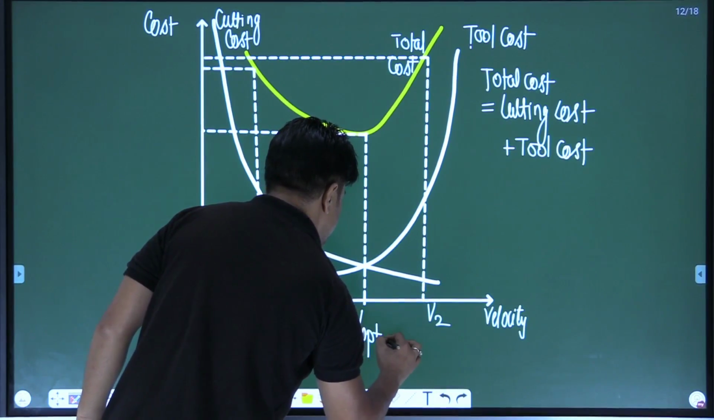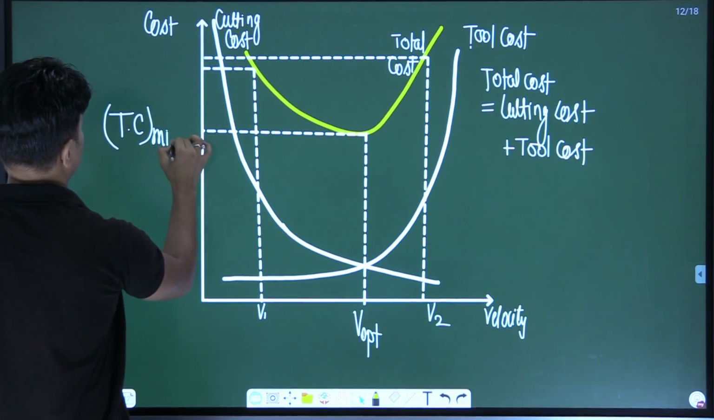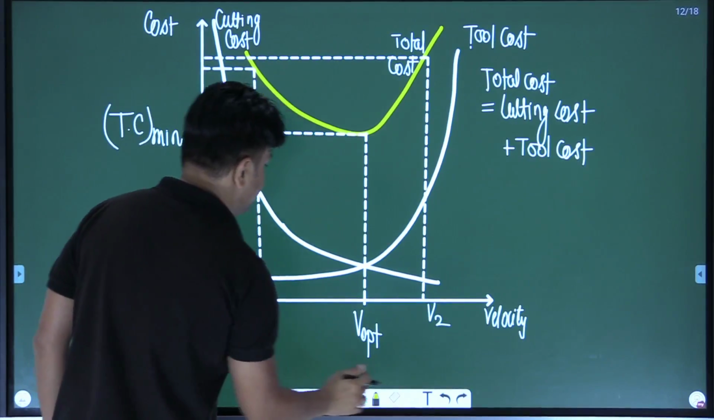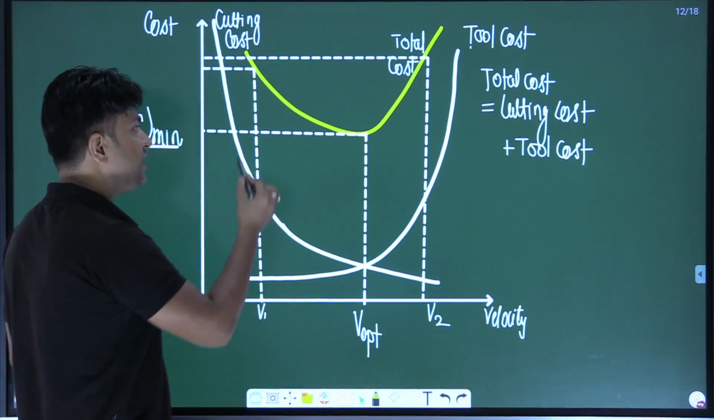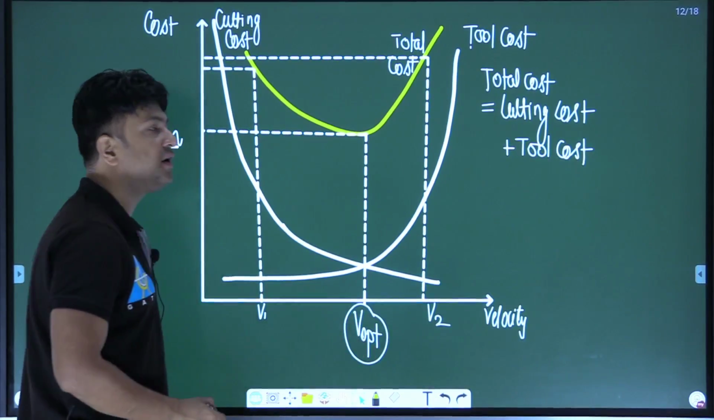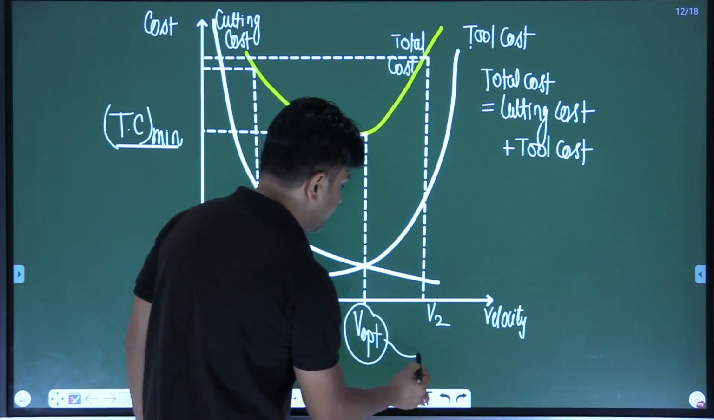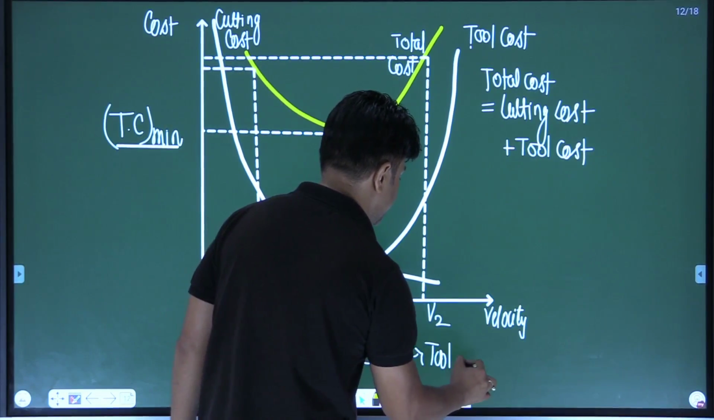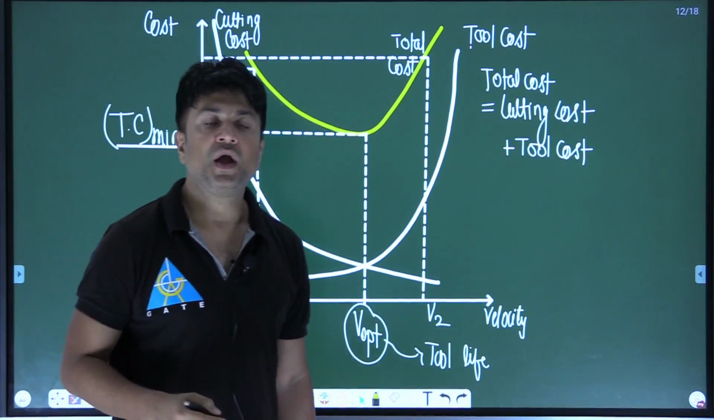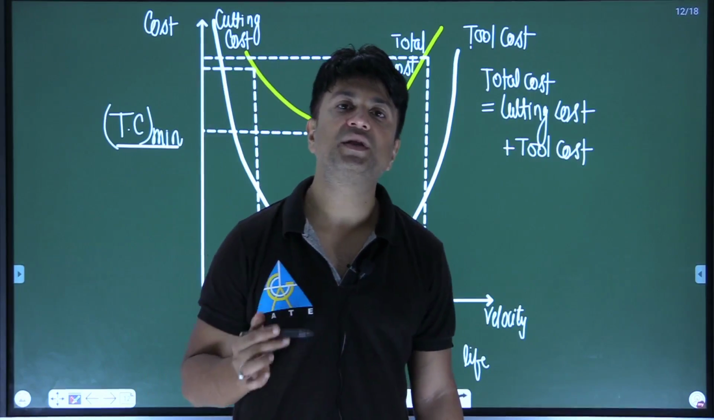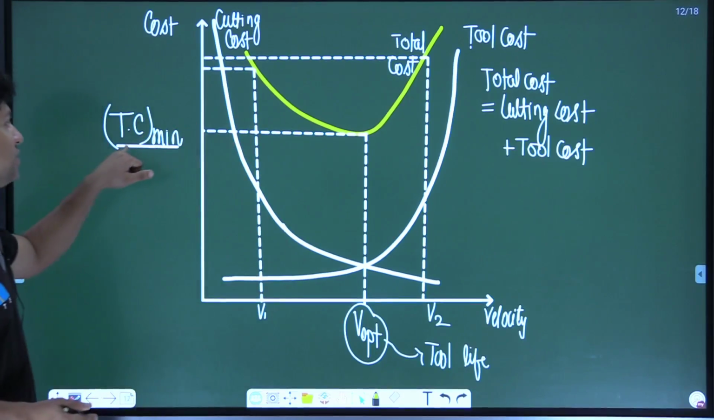That velocity is known as V optimum, where the total cost of machining is minimum. That is the velocity we want. Obviously, if you use that velocity for a machining operation, there will be a relevant tool life. And we are studying the chapter of tool life. So we want to know what the tool life is corresponding to V optimum, at which the total cost is minimum.